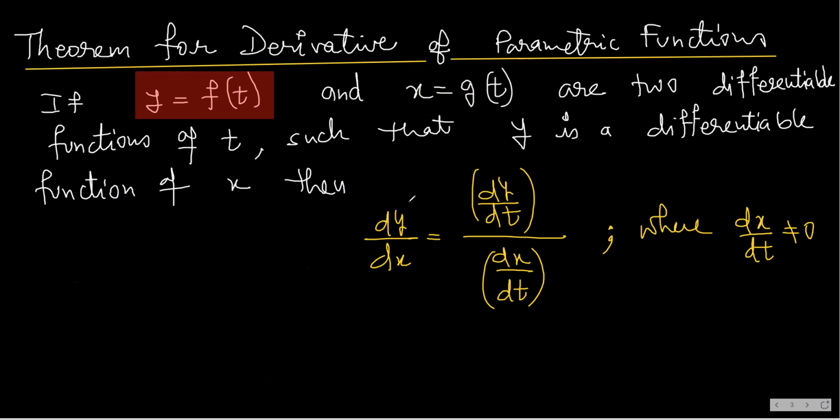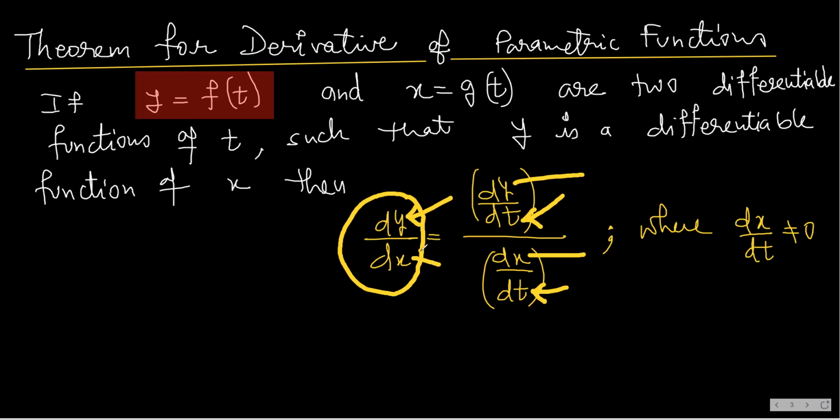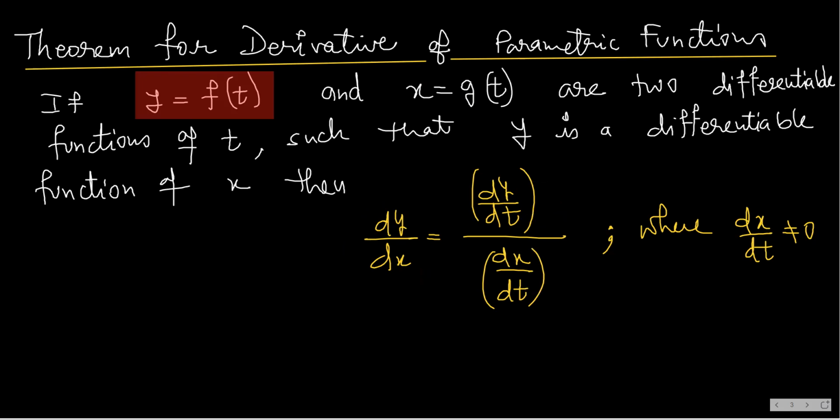So automatically y becomes a differentiable function of x. Since y is a differentiable function of t and x is also a differentiable function of t, y becomes a differentiable function of x. And what will you have to do to get dy by dx? Nothing, very simple. Just write dy by dt upon dx by dt and you will get it. So this you have to copy.